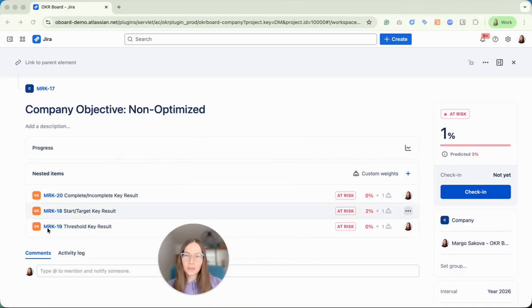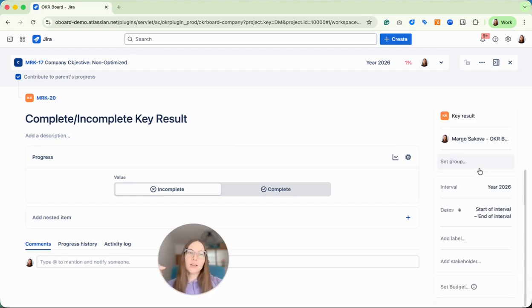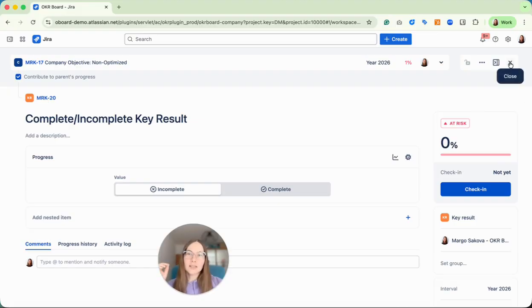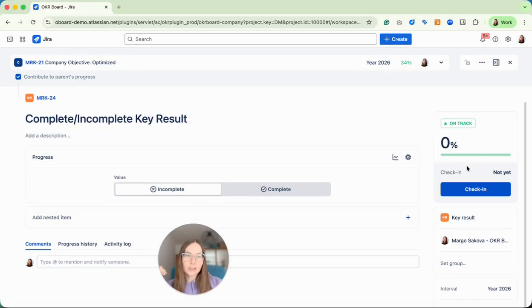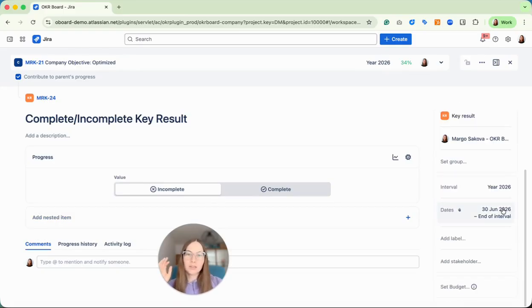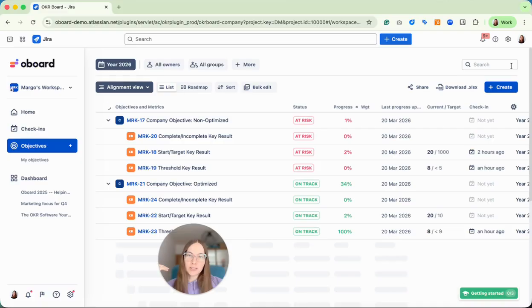So these are my 3 key results of different types. The first one is a complete or incomplete key result. This is not the best practice. This is very hard to track, but if you absolutely must use it for the yearly interval, ask yourself when you should see the first results. So for example, if your expected results should happen somewhere between end of June and end of the year, put this date here and stop stressing about it in the first quarter.